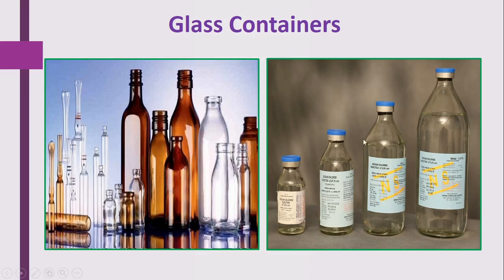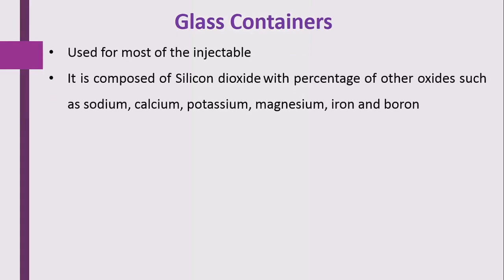You can see in this second picture, these are the infusion fluids which are stored in a glass container. Glass containers are mainly used for small volume parenterals, but here some transfusion fluids are also stored in glass containers. So it is mainly used for most of the injectables.